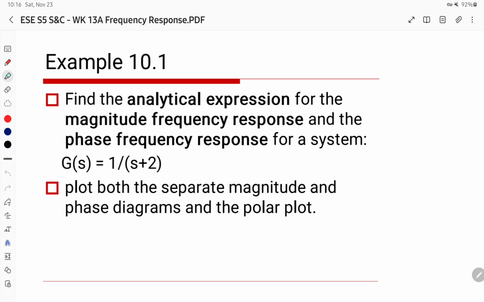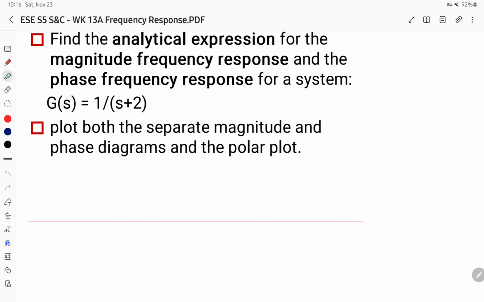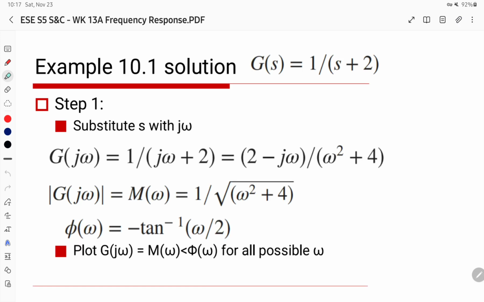Let's try to find the analytical expression for the magnitude of the frequency response and the phase of the frequency response for a system G(s) = 1/(s + 2). This is something that you're familiar with. We will plot both the separate magnitude and phase diagrams and then a polar plot of it. This is example 10.1 from the textbook, Nise.